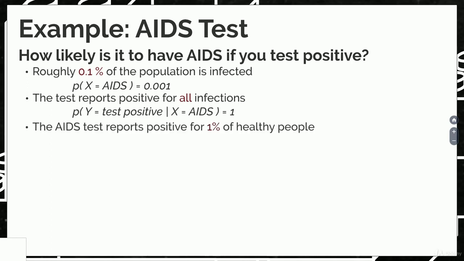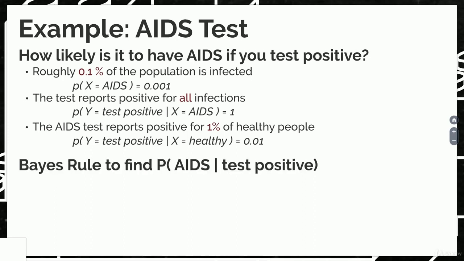Our next assumption, the AIDS test reports positive for 1% of healthy people. So we have some false positives here in this test. 1% of the time it's going to say you have AIDS when you actually don't. So the probability of Y, test positive, given that you are healthy, is equal to 0.01. So let's plug this into Bayes' rule to find the probability of AIDS given that you test positive. This is the probability of X given that Y, you're testing positive on this test.